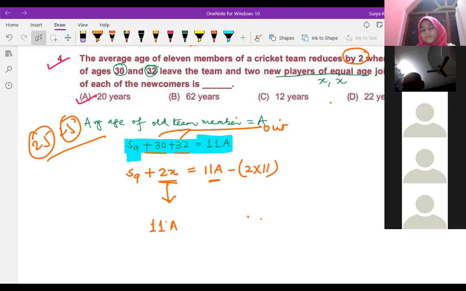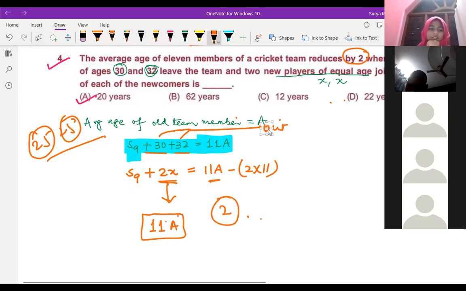Before, it was suppose 11A average. So the average reduces by 2 means what? 2 years is reducing from each and every person or not? Average means for all people. Yes, sir. So that's why I've written 2 into 11, because there are 11 members and 2 years is subtracting from everyone: 2, 2, 2, 2, 2, 2, 2, 2, 2.